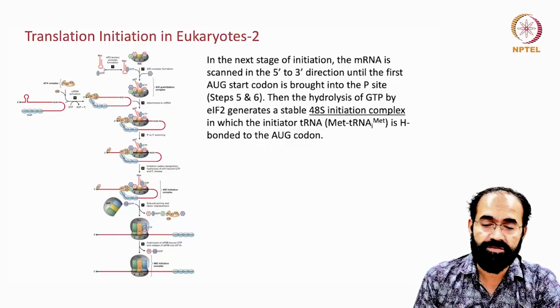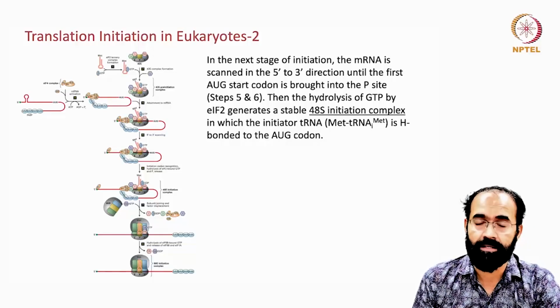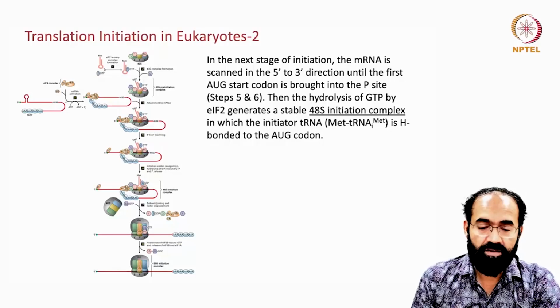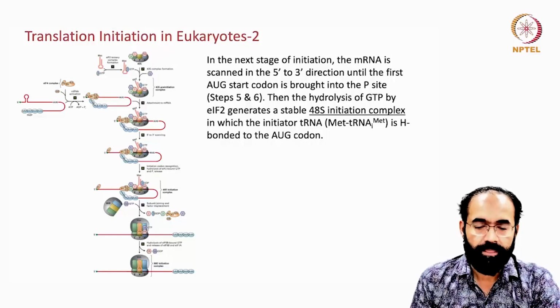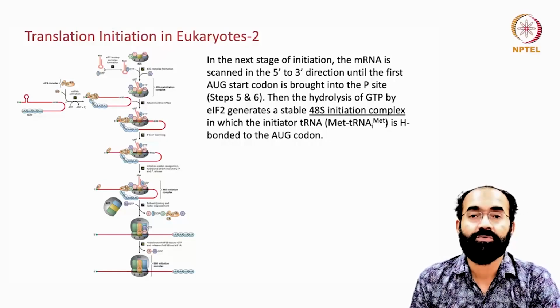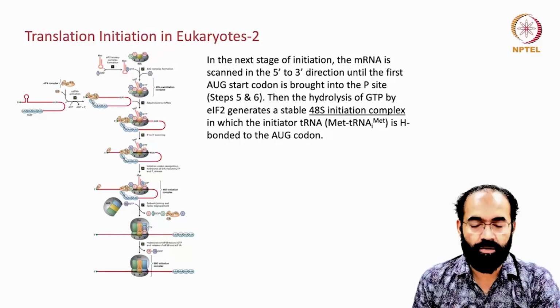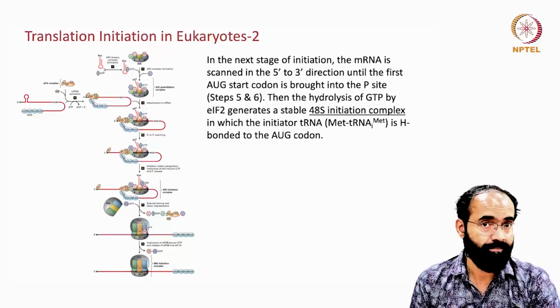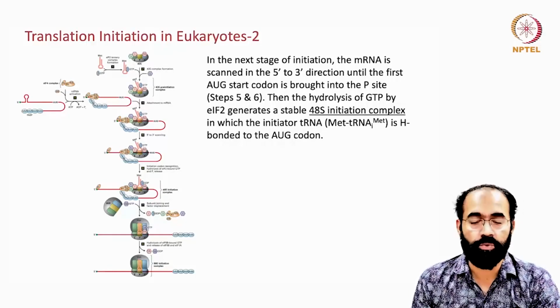The hydrolysis of GTP attached onto eIF2 generates a stable 48S initiation complex, in which the initiator tRNA, that is methionine tRNA, is hydrogen bonded to the AUG codon, because the tRNA has the corresponding anticodon and is now paired onto the first codon of the mRNA. That is step number 2.